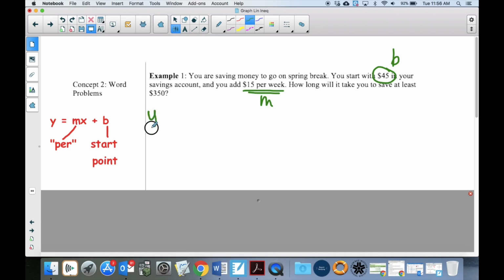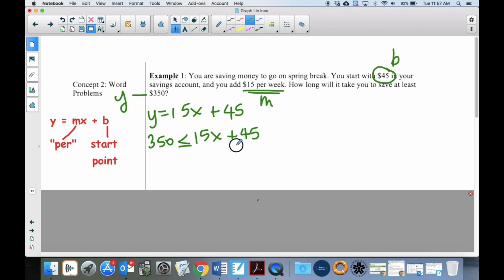So if I start with y equals mx plus b, I've already said my m is 15 and my b is 45. How long will it take you to save at least $350? Well, that's my total. That's like my y. Okay, so I'm going to put my 350 over here. And I'm going to skip that sign for just a second and come back to it. So $350 is the minimum. Everything else should be greater than that. And I think we could add an equal to with it as well. So this is our equation.